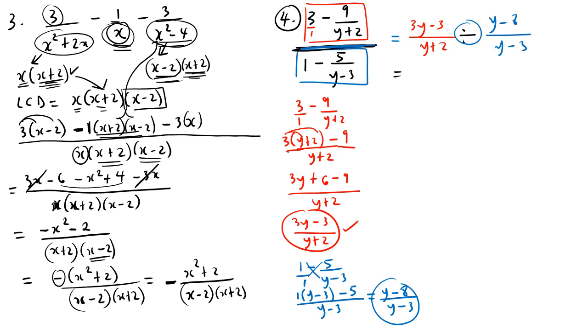So I'm going to keep the top, or I can factor this top here to give 3 times y minus 1 if I wanted to. Okay, y minus 1 over y plus 2, and I'm going to do times here y minus 3 over y minus 8. I would just keep change flip. That's exactly what I did: I kept, changed, and flipped.